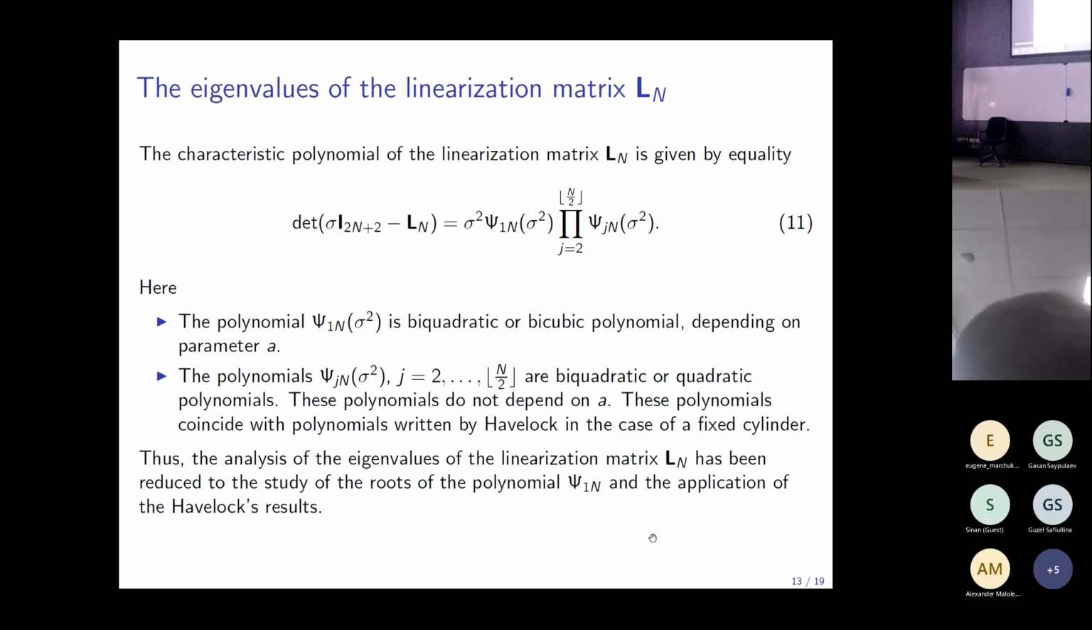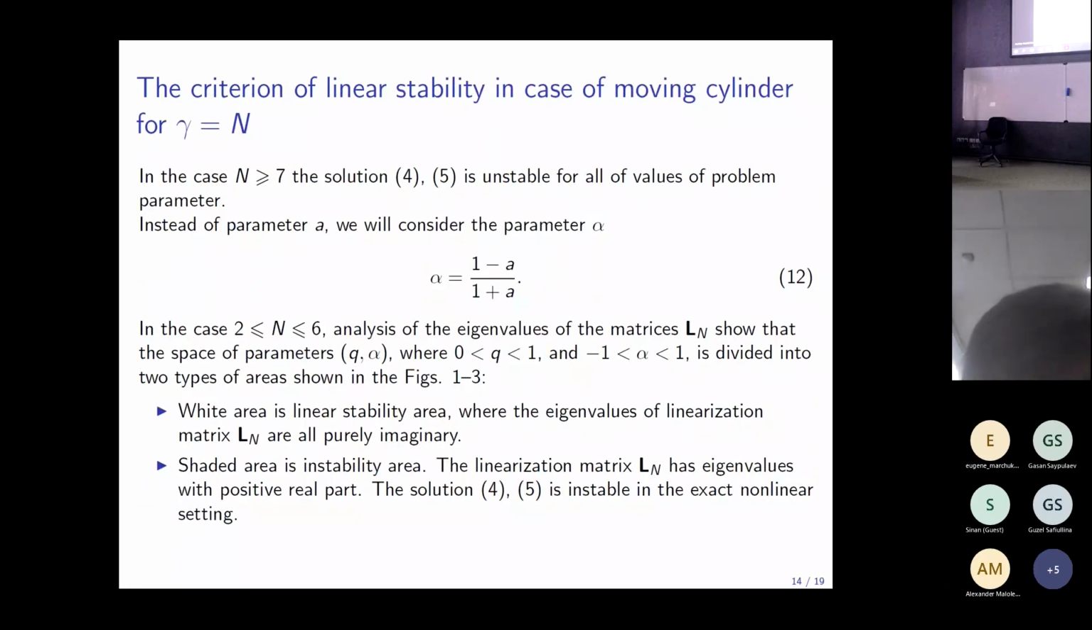Thus, the analysis of the eigenvalues of the linearization matrix L has been reduced to a study of the roots of polynomial psi1 and the application of the Havelock results for psi gn for n more than 2. These are analytical results, the criteria, and now the results.